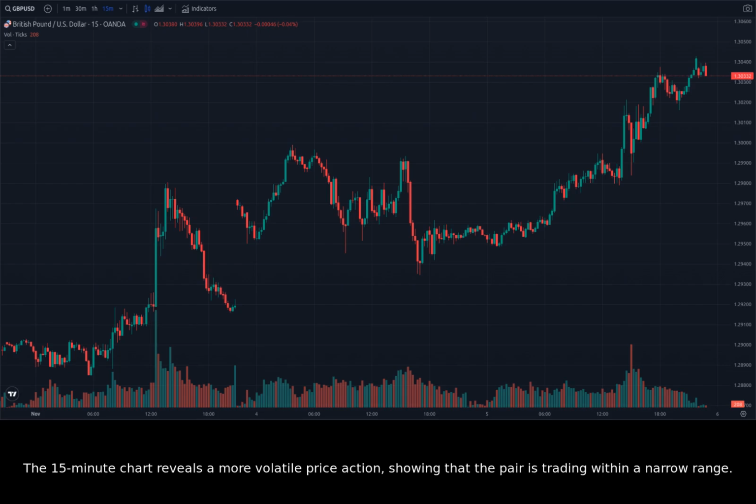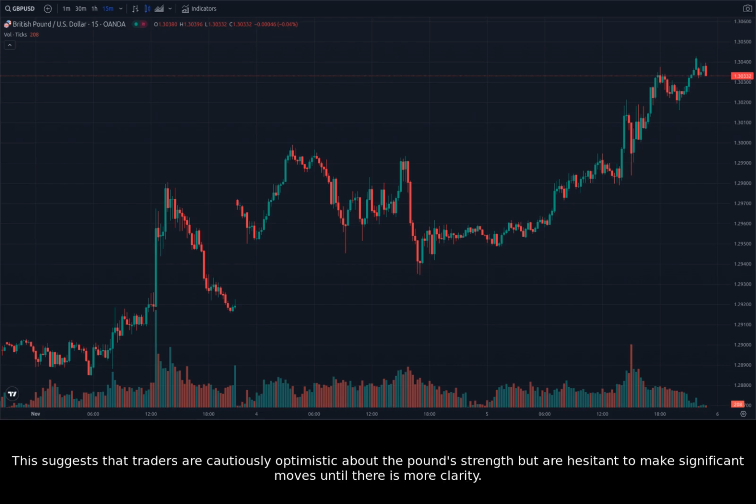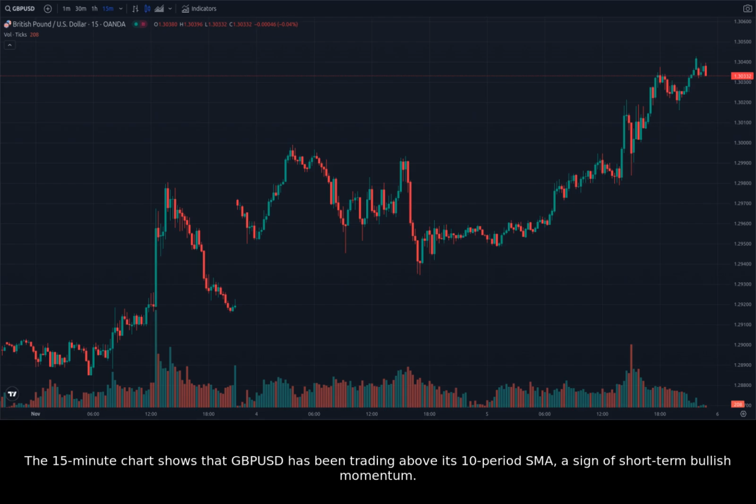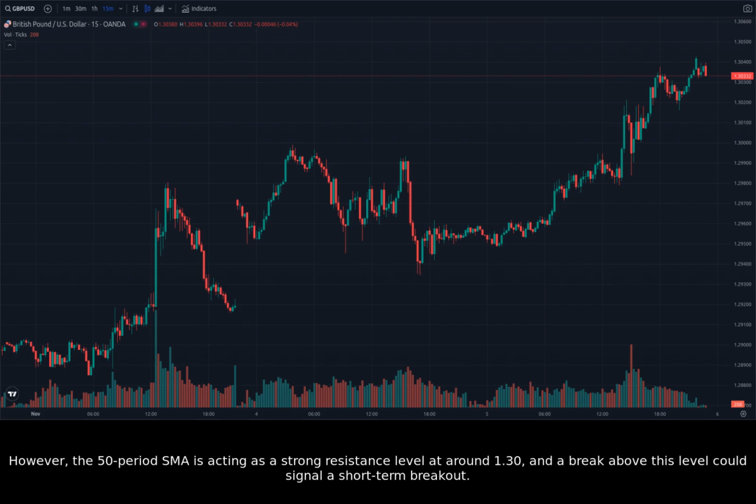The 15-minute chart reveals a more volatile price action, showing that the pair is trading within a narrow range. This suggests that traders are cautiously optimistic about the pound's strength, but are hesitant to make significant moves until there is more clarity. The 15-minute chart shows that GBPUSD has been trading above its 10-period SMA, a sign of short-term bullish momentum. However, the 50-period SMA is acting as a strong resistance level at around 1.30, and a break above this level could signal a short-term breakout.